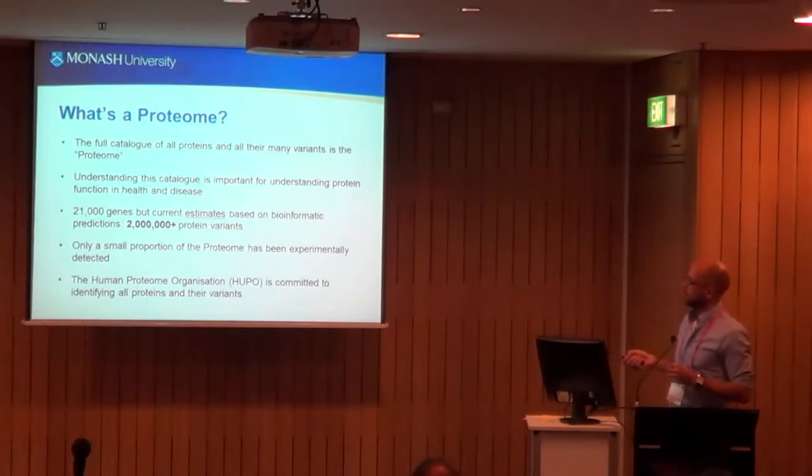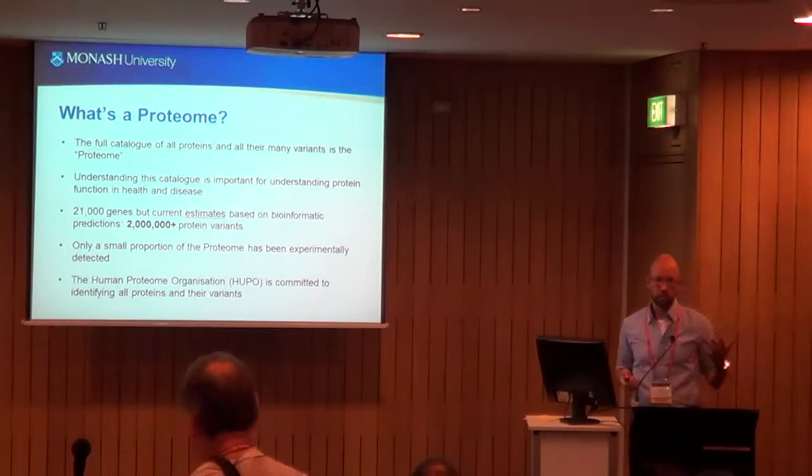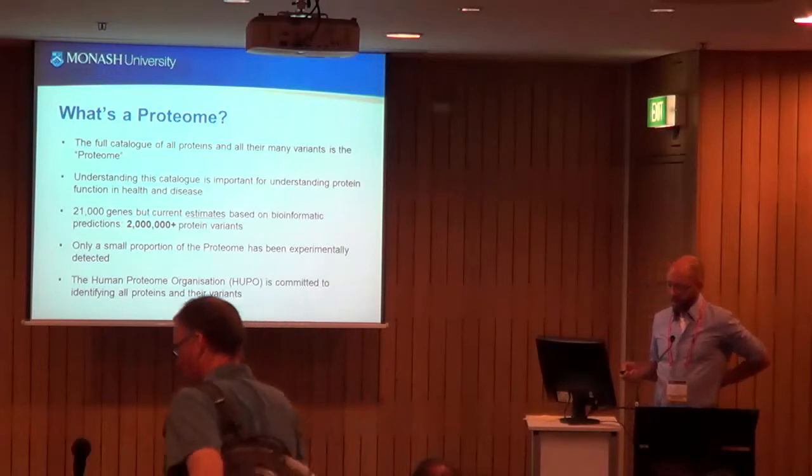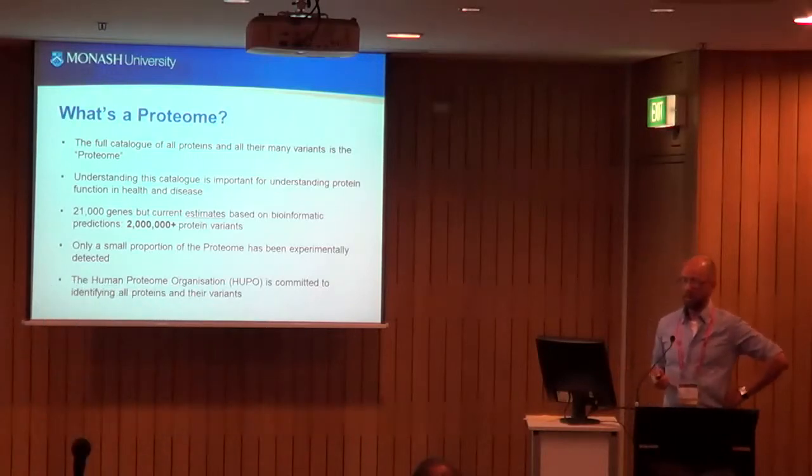So it's pretty hard to predict how many proteins and variants of proteins there are, but based on 21,000 genes, a conservative estimate is that there's probably over 2 million versions of proteins and their versions in humans. So, having said that, actually only a small proportion of the proteome has been experimentally detected. So detecting proteins is not as simple as sequencing DNA, and it's performed by other methods such as mass spectroscopy, generating antibodies against these proteins, and it's just technically, I guess, more difficult to do on a high throughput scale.